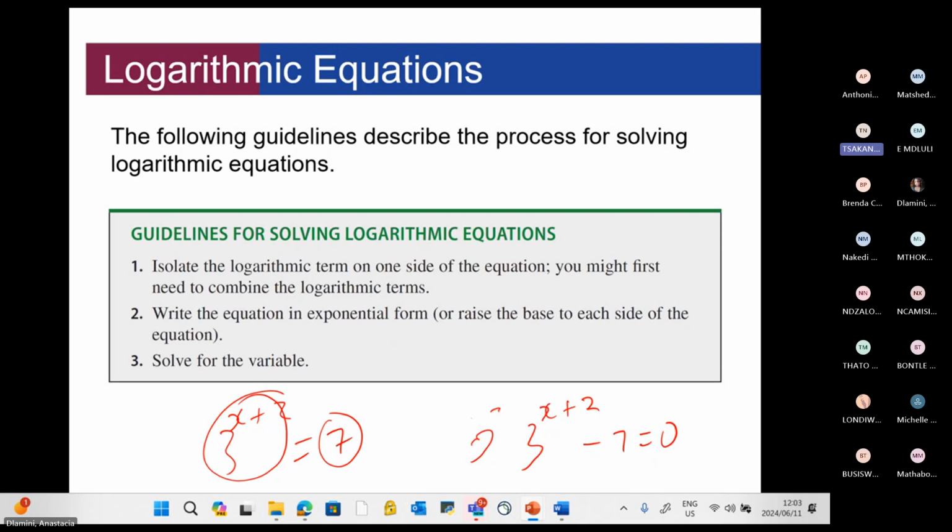We noticed, ma'am. Thank you. Now they say write the equation in exponential form, or raise the base to each side of the equation. Now solve for the variable.